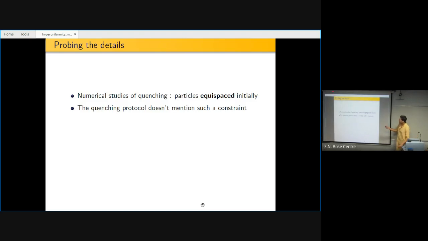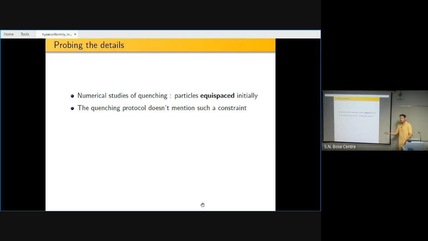So the point is, if you look into the literature, you see the way people have studied numerically the quenching effect is by putting the particles in an equispaced manner. Now, this is quite odd because when you define the quenching protocol, there is no mention of any equispacing. You just say that I will throw particles uniformly, and I will wait for a long time, and I will change the noise at every realization. But I don't really mention that I'm putting my particles in an equispaced manner.